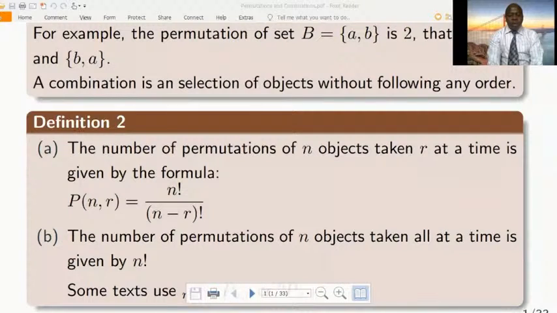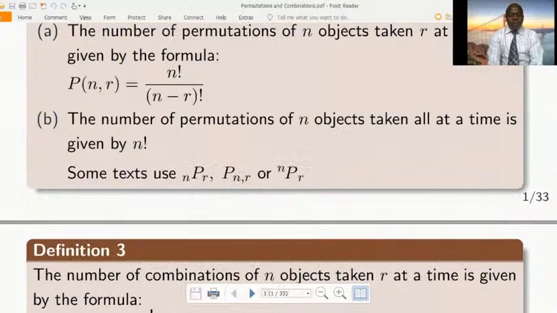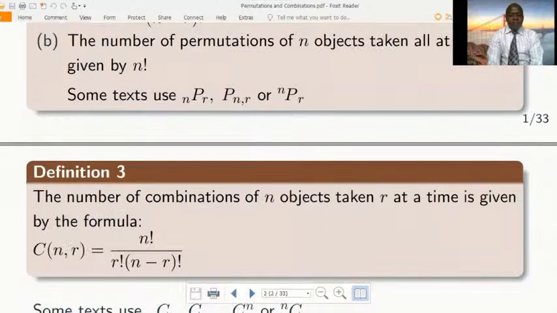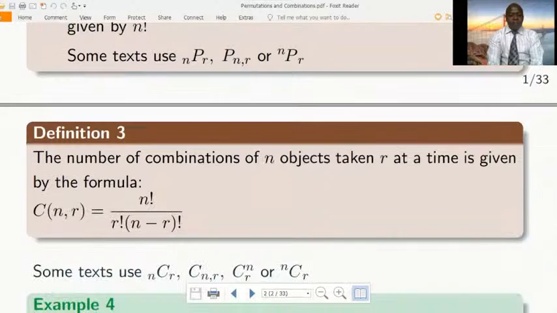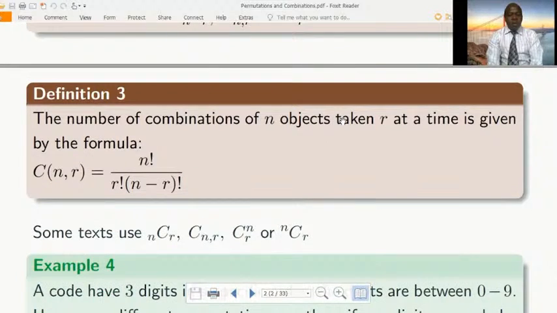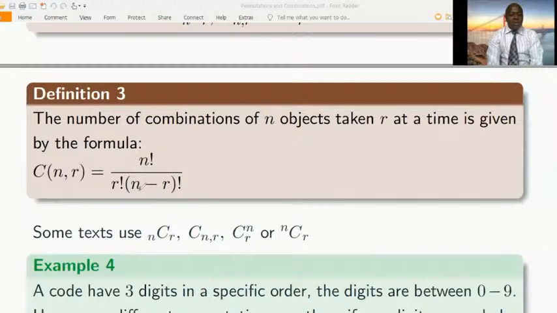Now, what about combination? The formula for the number of combinations is here. If you are given n objects and you are told to select r at a time, then the number of combinations will be given by n factorial divided by r factorial into n minus r factorial.